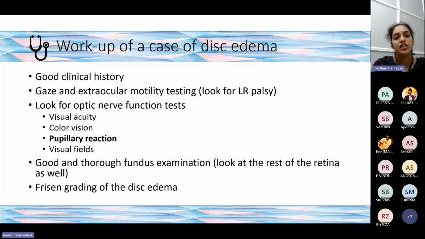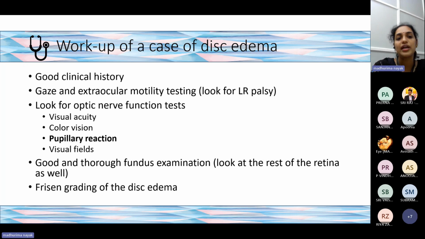Then important ones in examination are gaze and extraocular motility testing. Always look for an LR palsy when you're suspecting papilledema. And now let's highlight the optic nerve function tests: visual acuity, color vision, pupillary reaction, and visual fields. These constitute the four important optic nerve functions. Of course, there is contrast sensitivity also, but we rarely check it in the clinic.